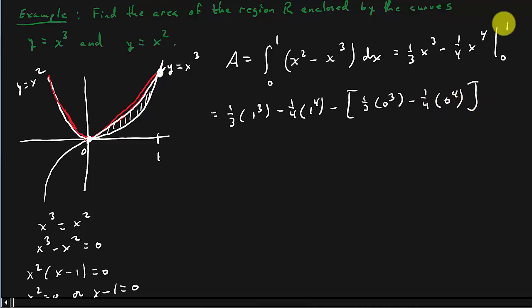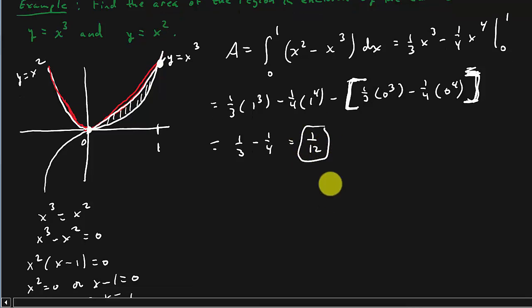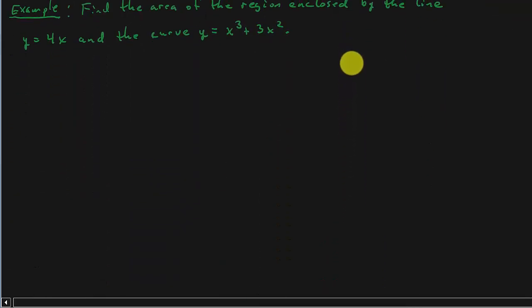Now remember, when you plug the 1 in, that's right here, and then minus, and then you plug the 0 in, make sure you put all of that in a bracket because it's minus that whole thing. And here, it doesn't make a difference because this back here is just 0. Okay? And so when we evaluate this, we have 1/3 minus 1/4, which is 1/12. And there's your solution. All right, let's look at another example.